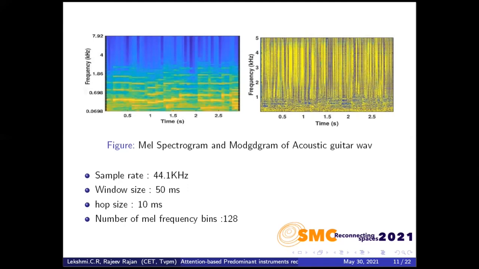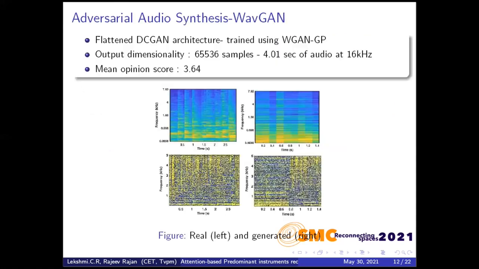The figure represents the mel spectrogram and modgdgram of an audio file with acoustic guitar as the leading instrument. The mel spectrogram and modgdgram are plotted with the following specifications.